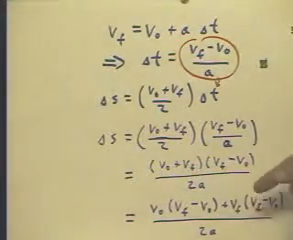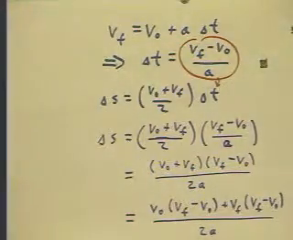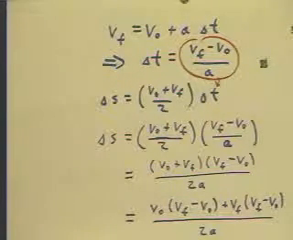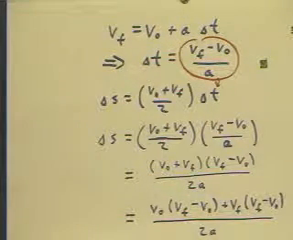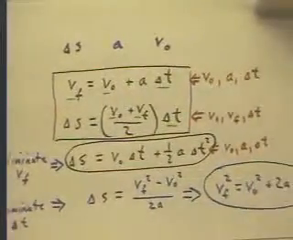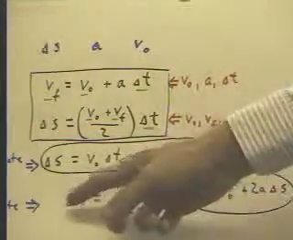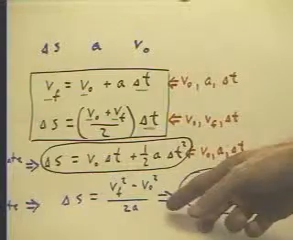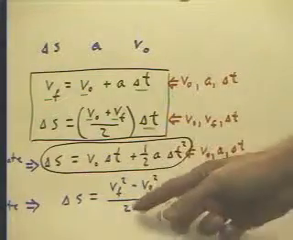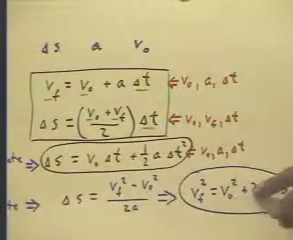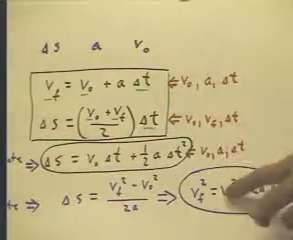So we're going to have Vf squared minus V naught squared over 2a, and that is simply the equation that we saw before as one of our four fundamental equations that we've now seen a derivation for. This is the form it comes out in, and then we simply solve for Vf squared. Multiply both sides by 2a to get the 2a delta s, and then add the V naught squared.